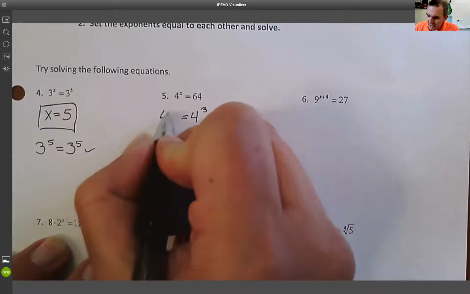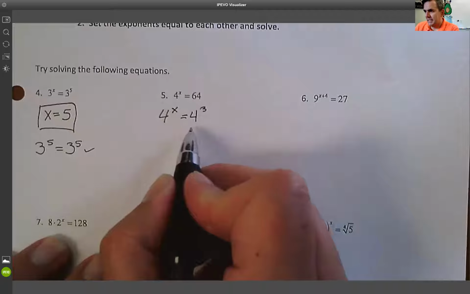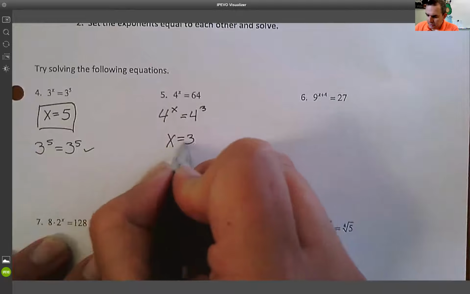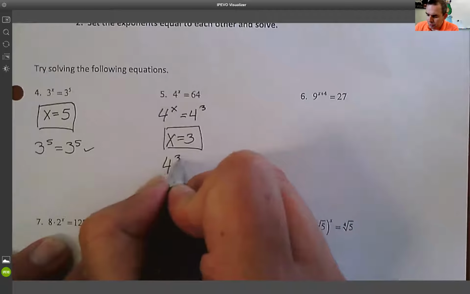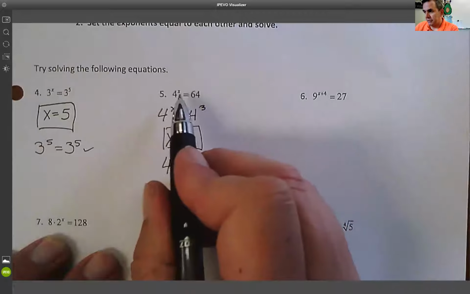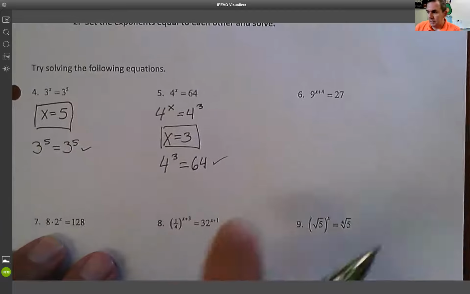So now I have 4 to the x equals 4 to the 3rd. Since they both have the same base, I can set the exponents equal to one another. x equals 3. Again, if I go back to the original one, it says 4 cubed equals 64, and if I plug the 3 in for x in my calculator, it's true. A little bit straightforward, but now we're going to get to a little more complicated.